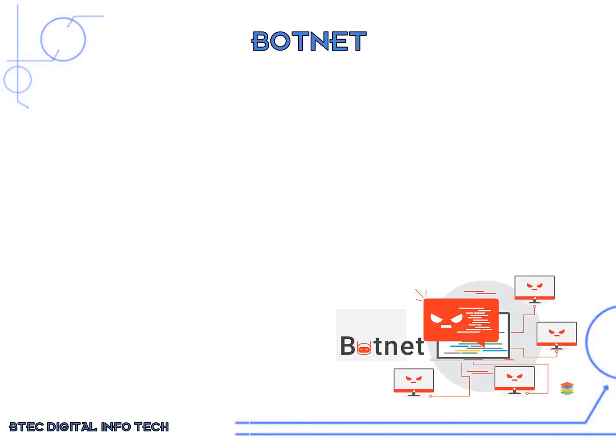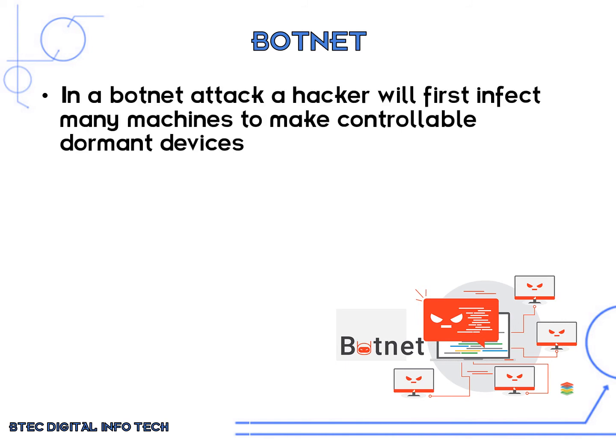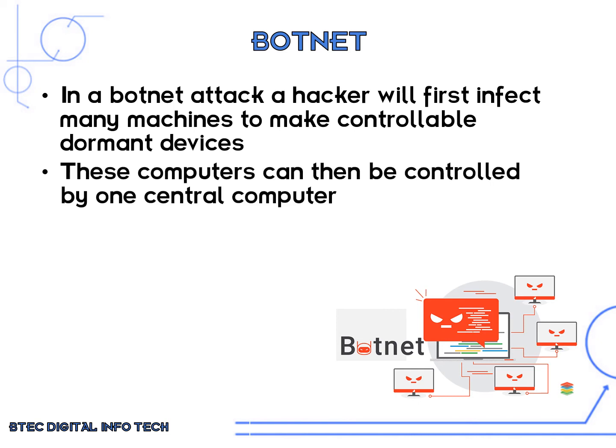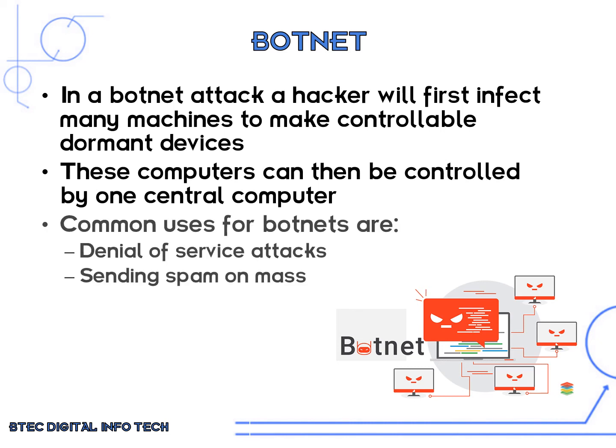So what do we mean by botnet? Botnet is where an attacker will first infect many different machines around the internet to make controllable dormant devices. And these computers can then be controlled by one central computer. Common uses for botnets are things like denial of service attacks or sending spam en masse. So when the attacker wants to launch an attack, he can connect to all of his controllable computers and launch the attack from multiple devices.